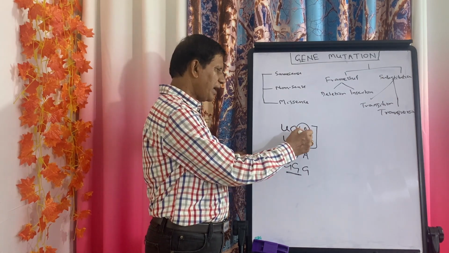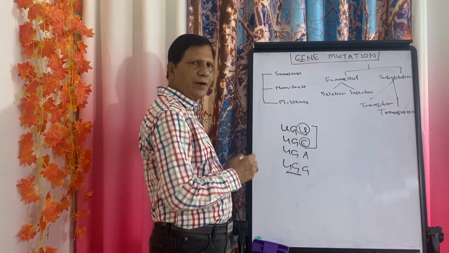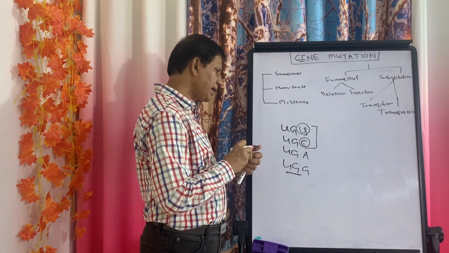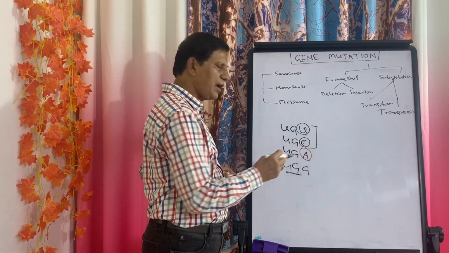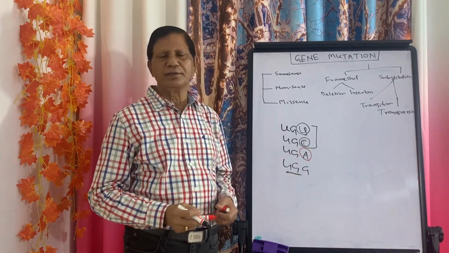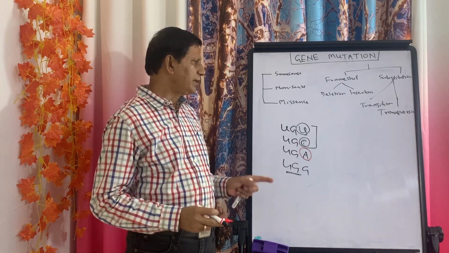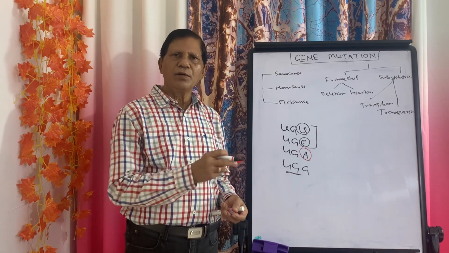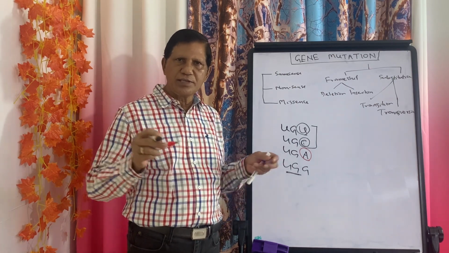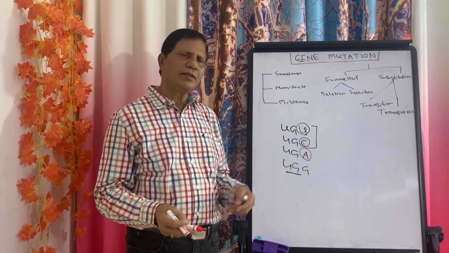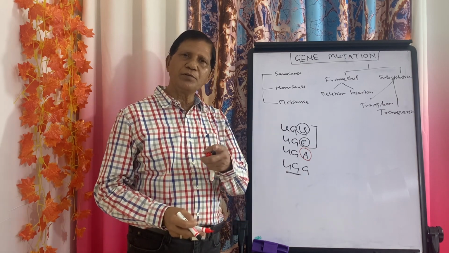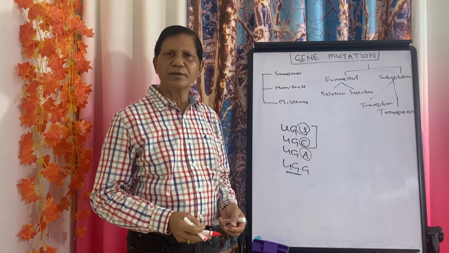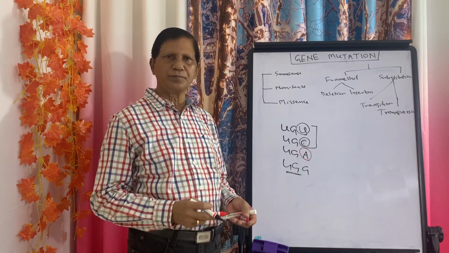Now you come to the third codon. Here U or C is replaced by A. So now the codon is UGA. And in the genetic code you know that UGA is a nonsense codon. That means the amino acids that are joined together to give rise to polypeptides will be terminated. That means synthesis of protein will be incomplete. It will give rise to a dysfunctional protein. So that is nonsense mutation.